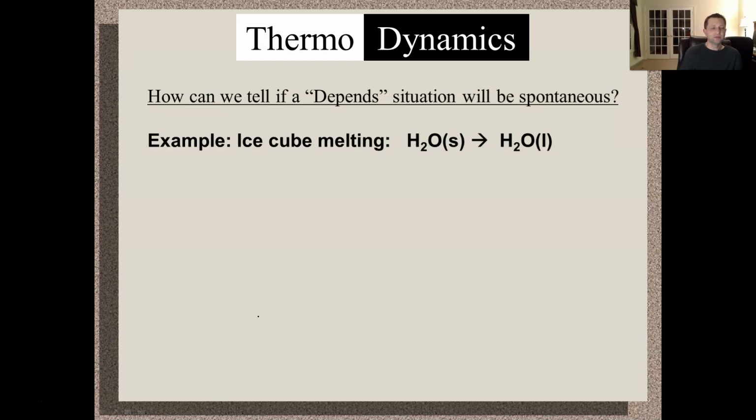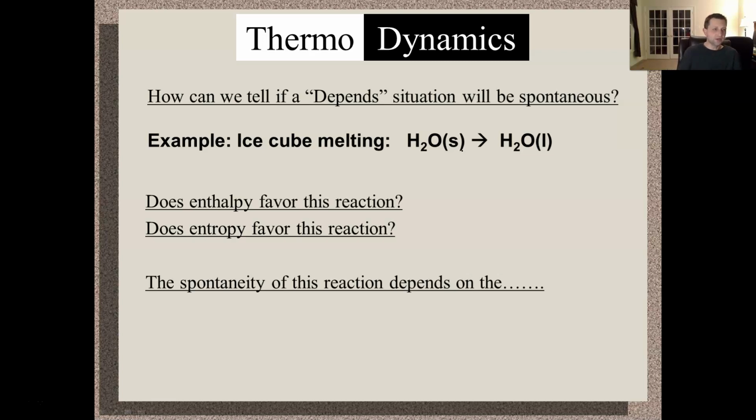A great example, and one that we could all relate to, is an ice cube melting. So you want to write the equation first. So you have H2O solid yields H2O liquid. That's your equation for the melting process. Now let's ask ourselves these questions. Does enthalpy favor this reaction? So what type of process is melting? Well, you have your solid block of ice. In order to melt it, energy needs to go into that, right? So we talked about this in Chem 1, and we've talked about it a few times in this class as well. This is a process that is endothermic.